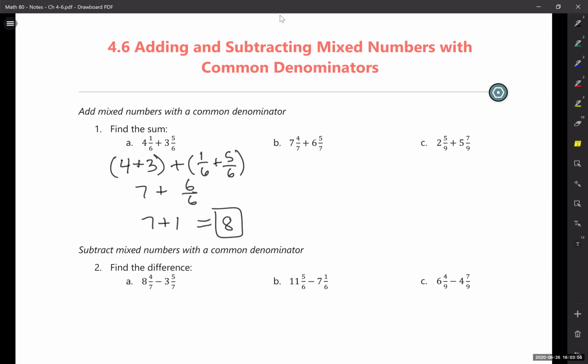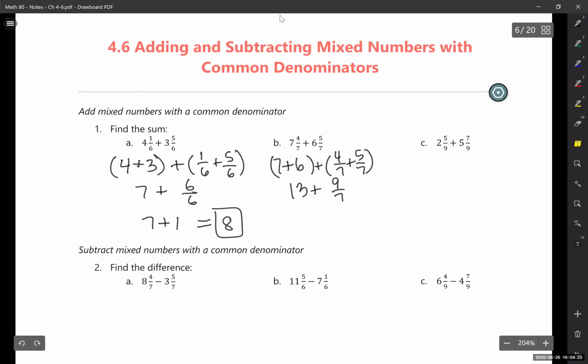Okay, not too shabby. It's not always going to be that easy where we have that 1, but we can kind of use that idea to see how we're going to carry. And so here we are thinking 7 plus 6 and 4/7 plus 5/7. So here we have 13 plus 9/7, and that is not going to work. That is a mixture of a mixed number and an improper fraction, and we cannot have that. So I'm going to change my 9/7 into a mixed number.